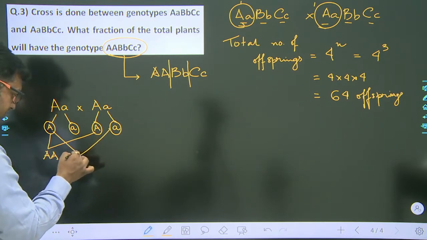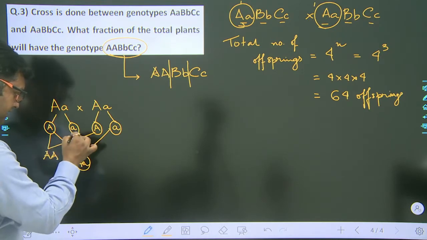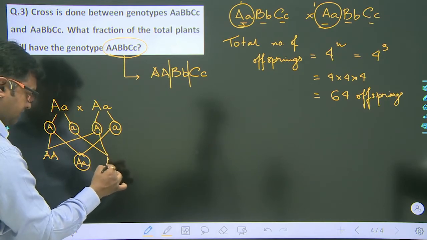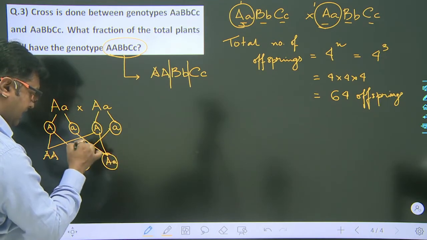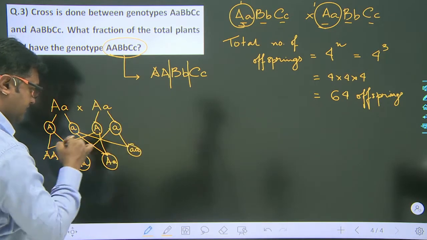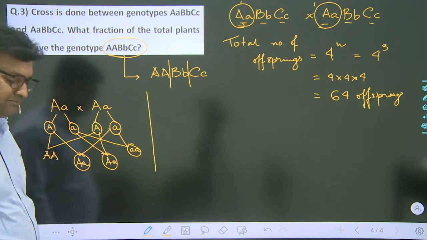This will be crossing with this one, forming capital A and small a. This and this will be forming an offspring with capital A and small a. And finally, the recessive ones will be meeting together to form small a. Clear? So this was your cross 1.